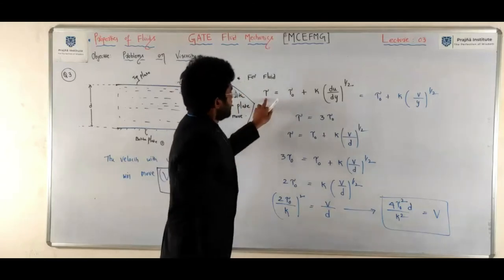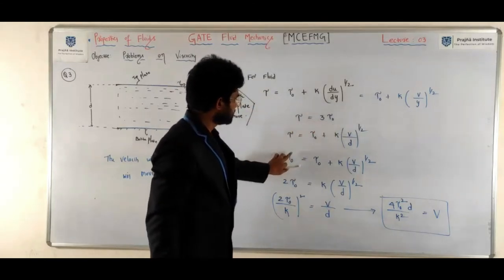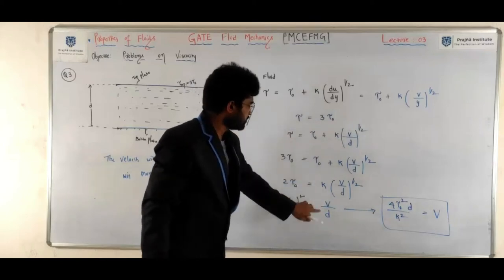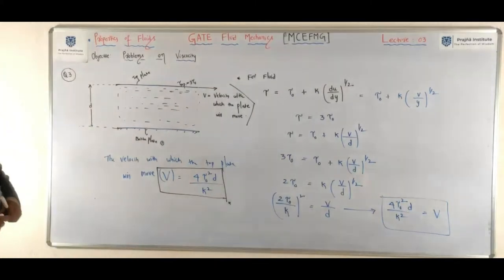Now just substitute tau equal to 3 tau naught, then 2 tau naught you will get. Finally, you will get V is equal to 4 tau naught square d by k square. Write down up to here.